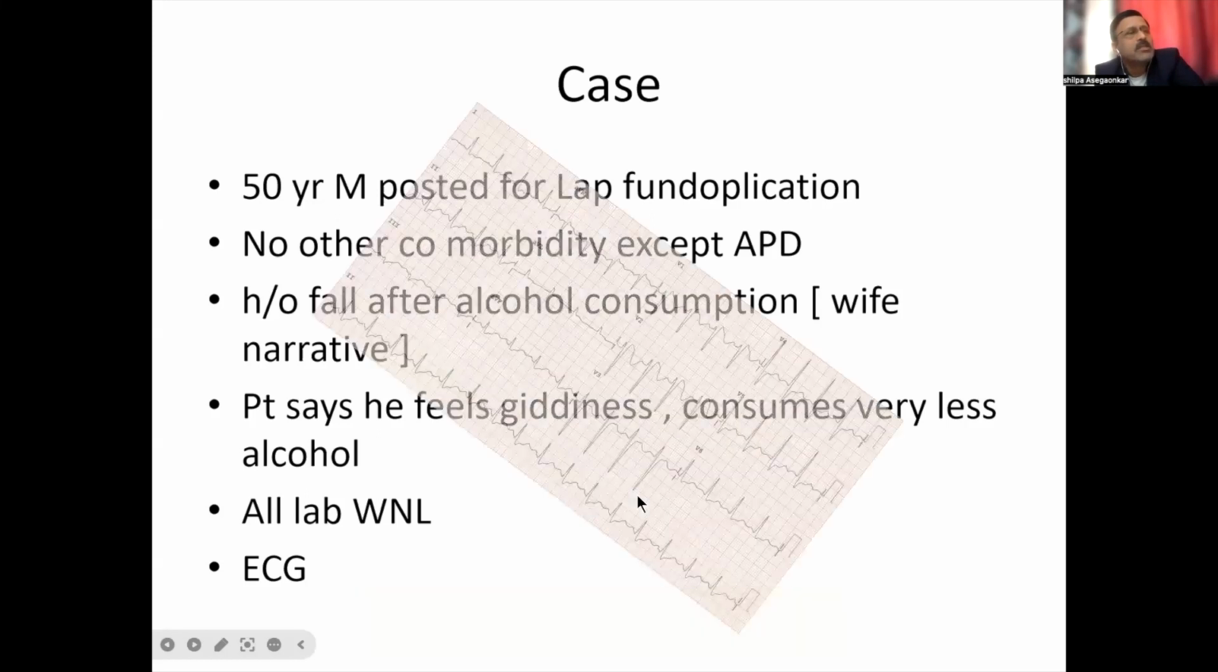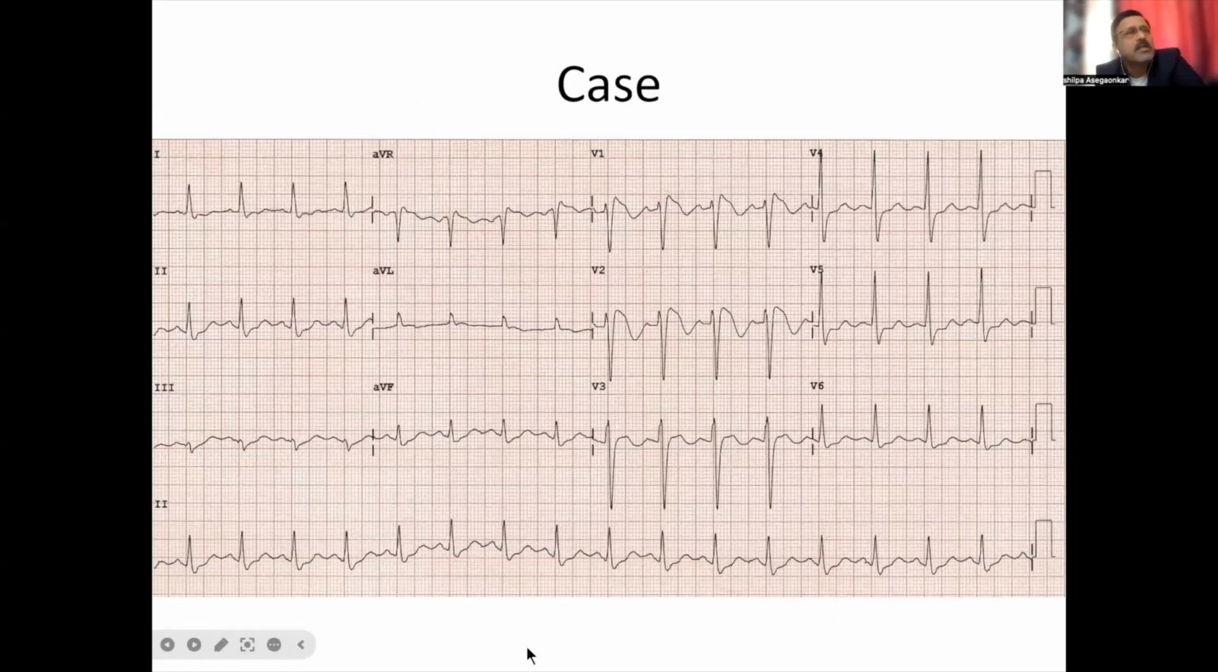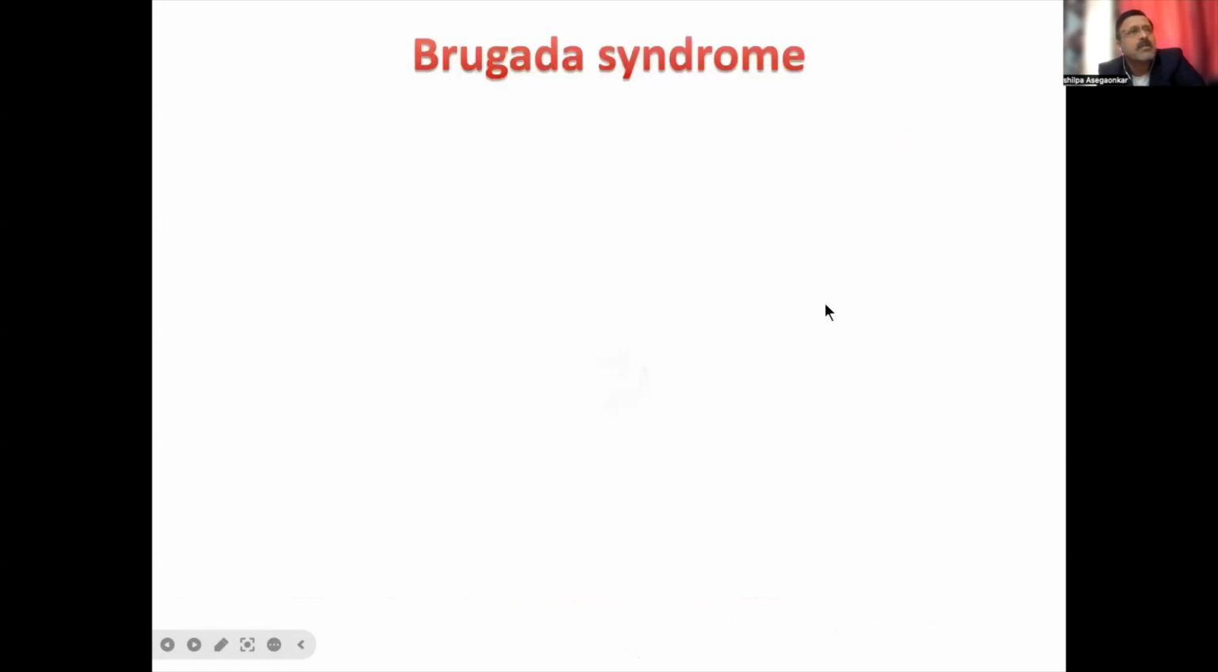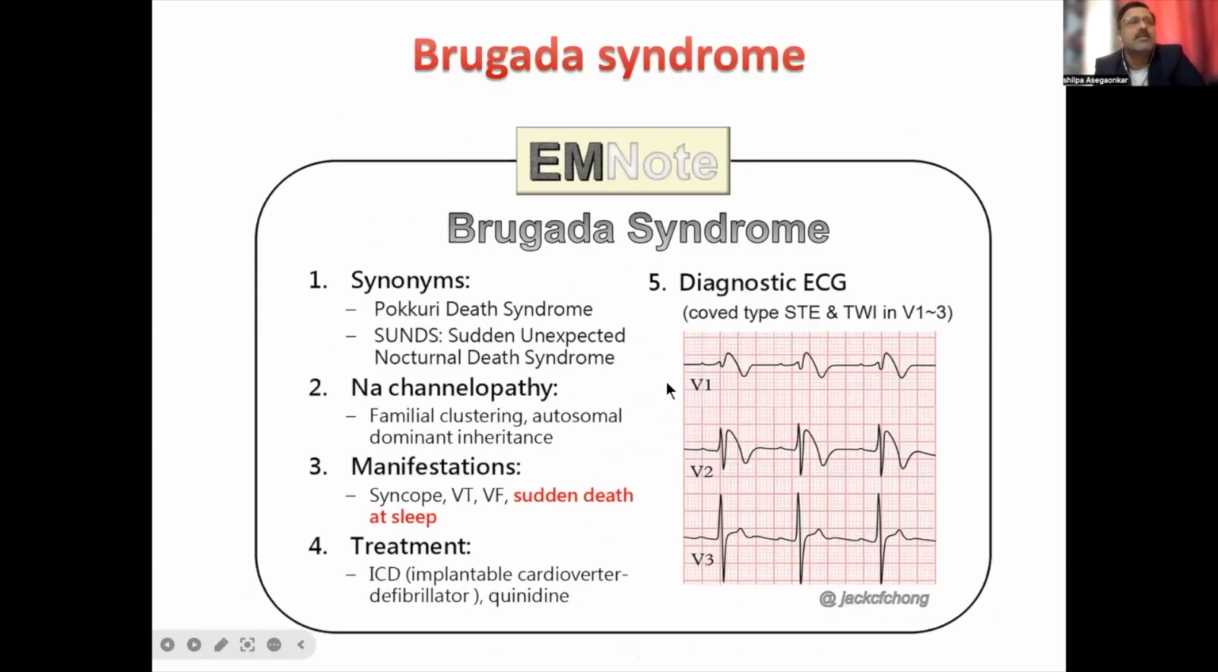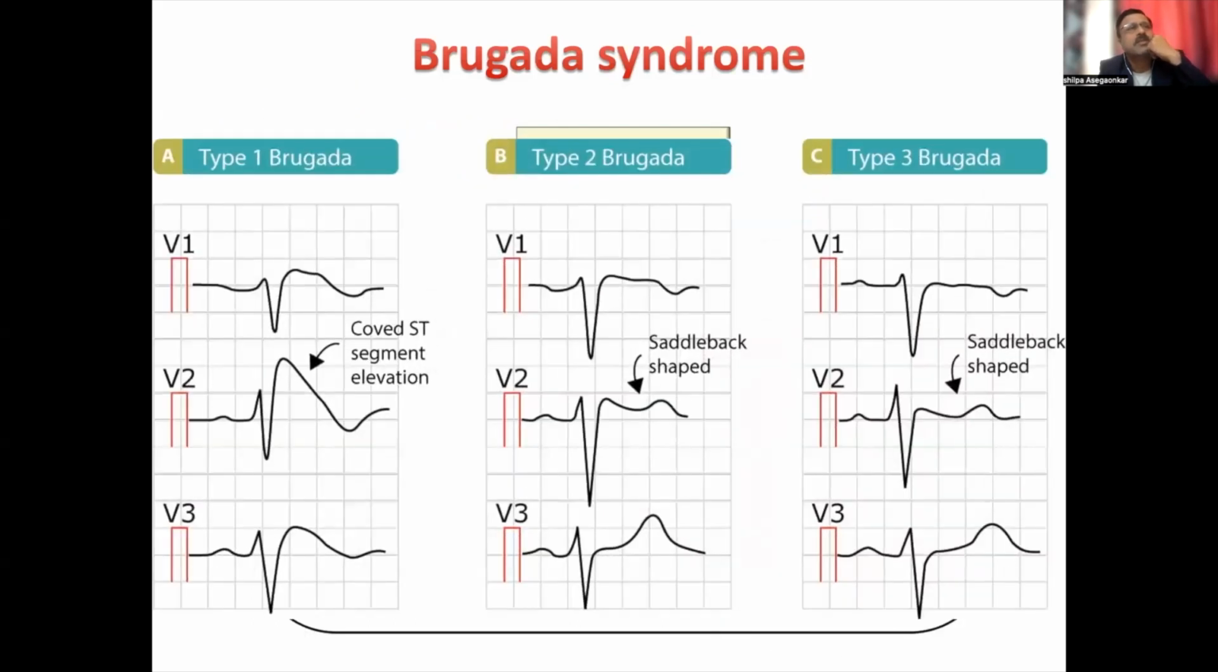But when I saw the ECG of this patient, what does it indicate? It indicates a very dangerous disease: Brugada syndrome. Brugada syndrome is also known as sudden death syndrome. There is a sodium channelopathy, and the ECG is very classical. There are 3 types of ECG you commonly get. Coved ST segment in V2, V3, or this kind of ST segment in type 2 or type 3. Polymorphic VT is very common. The heart is very irritable in such patients.